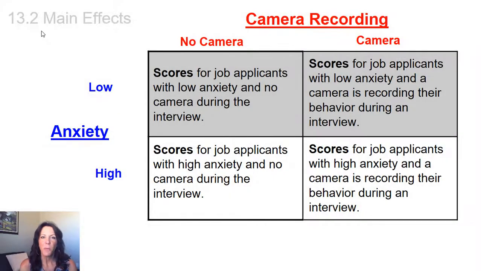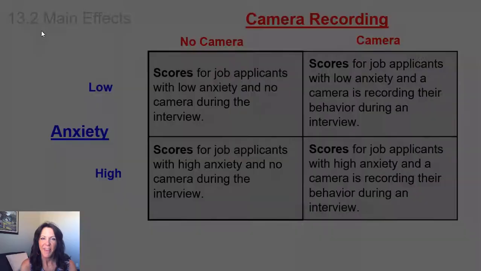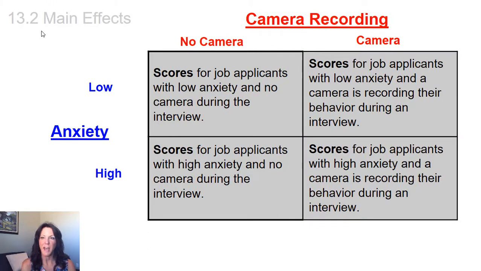The next group of people represent anybody who had low anxiety but did have a camera recording them. So their scores are plotted in this next box. So this is called the A1B2 box. All right, so let's take a look at the A2B1 box. These are people with high anxiety, but they were not recorded with a camera. And the means of their scores would be put in this box. And finally, the last box is called the A2B2 box. And that is for people who self-report to have high anxiety and they were also recorded during the interview.